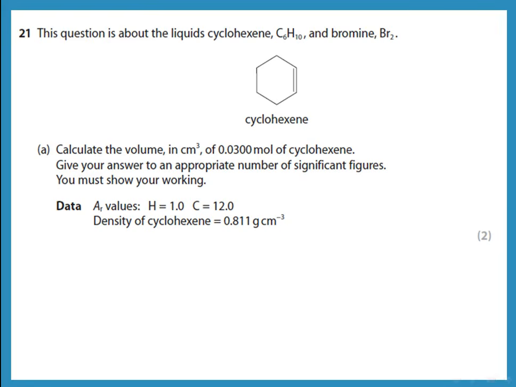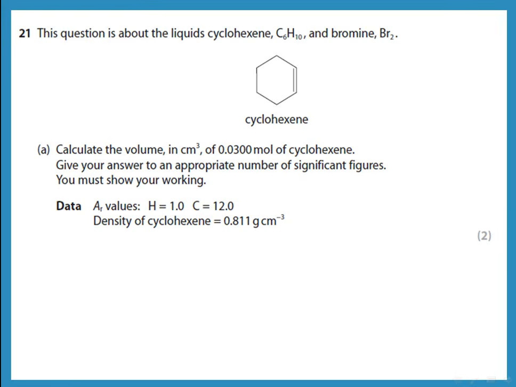Here he's saying this question is about liquids of cyclohexene and bromine. Calculate the volume in centimeter cubed of this number of moles of cyclohexene and give your answer in appropriate number of significant figures. And he gives me, among the data, the density of the cyclohexene. Okay, he wants volume. Well, how am I going to get the volume? The density is mass over volume. So I can get the mass. If I get the mass, I can get the volume using the density.